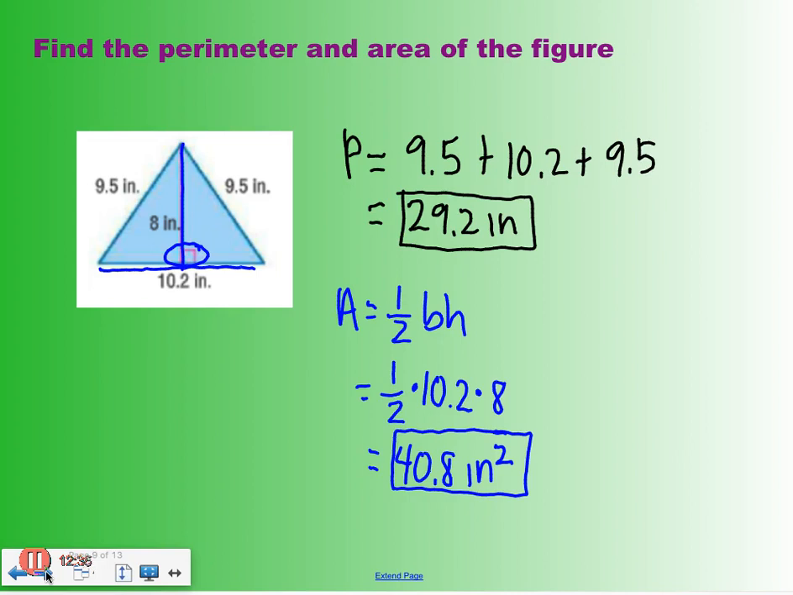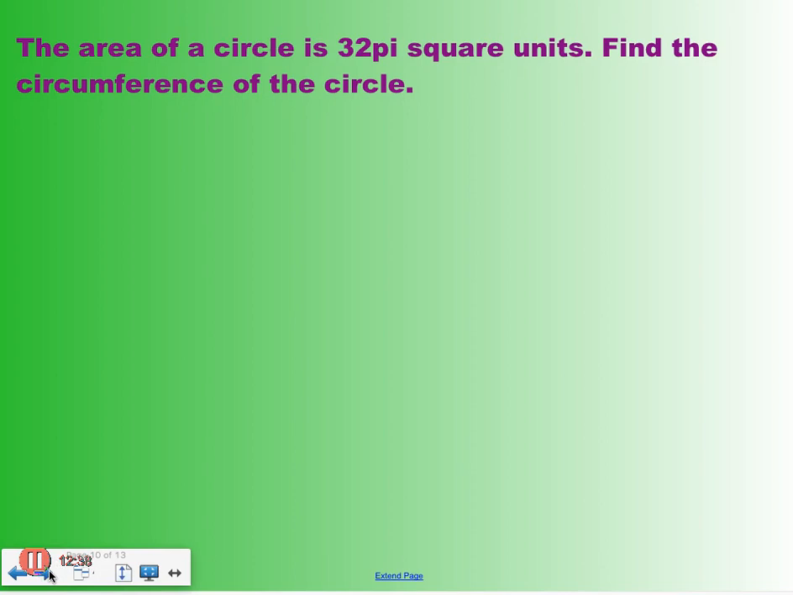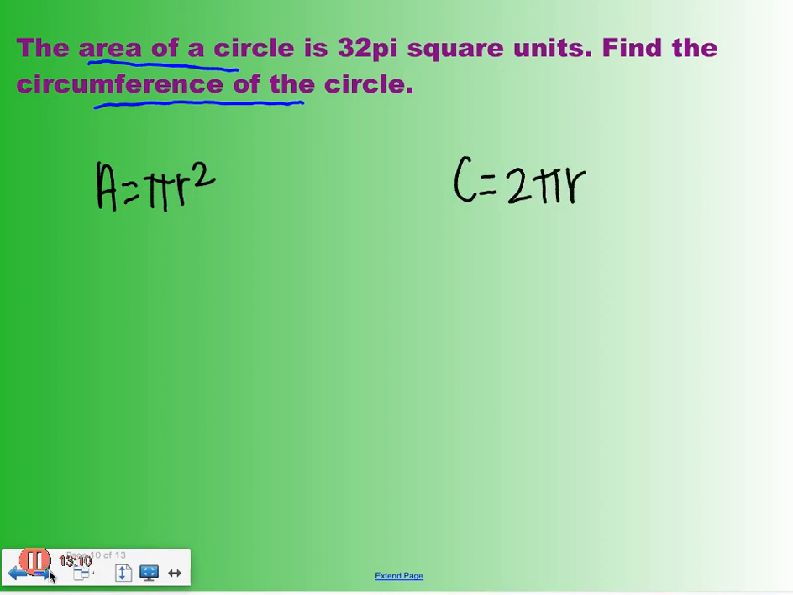And then at some point you're going to be given information and then work backwards to find something else. So in this instance, it says the area of a circle is 32 pi square units. Find the circumference of the circle. So right now I'm working with area of a circle and circumference of a circle. Whenever you start one of these problems, just label your formulas. So I know the area of a circle is equal to pi r squared, and I know circumference is equal to 2 pi r. If I look at these two formulas, we should notice that the area is in terms of a radius, and so is the circumference. So I can work backwards to find the radius and plug into the other one, right?